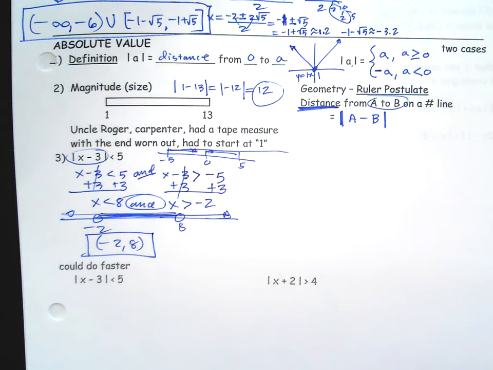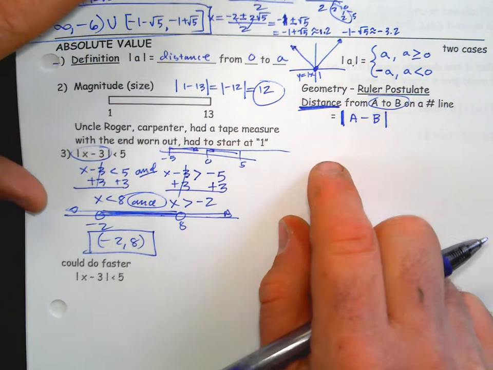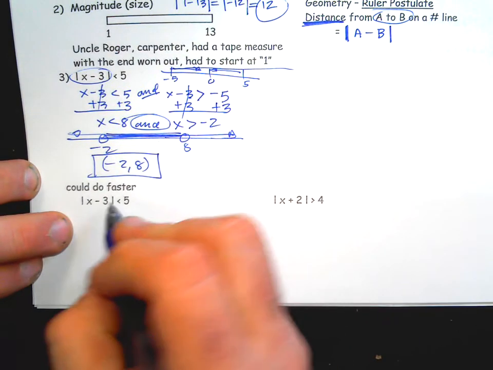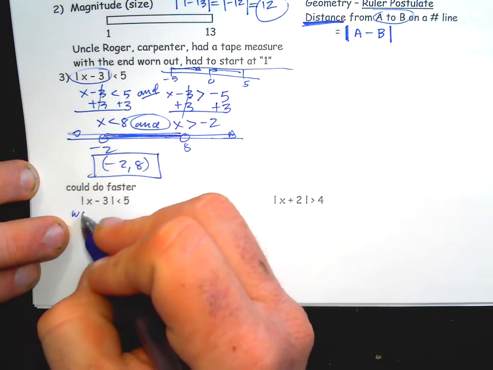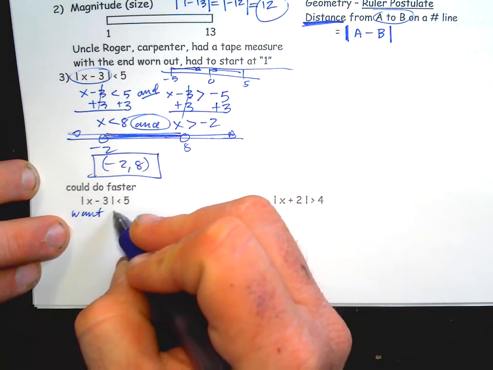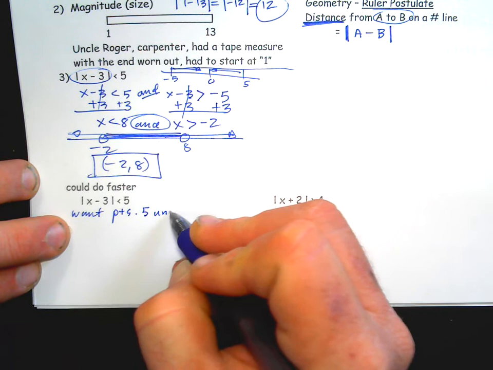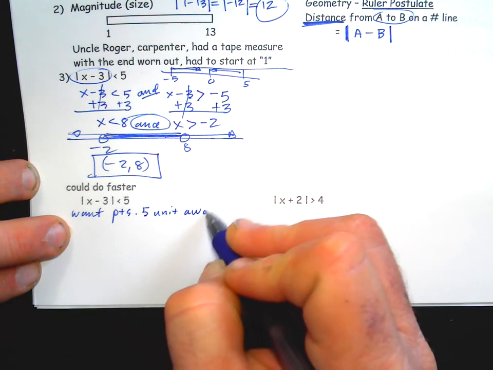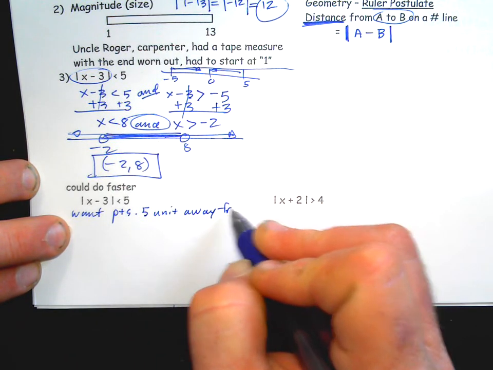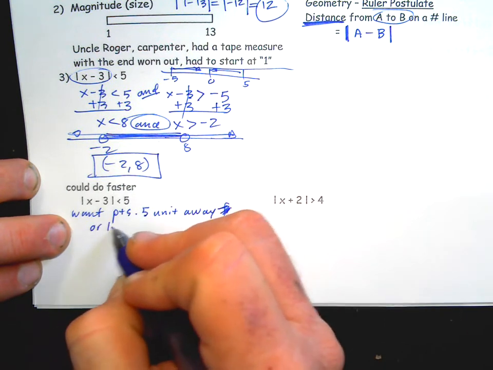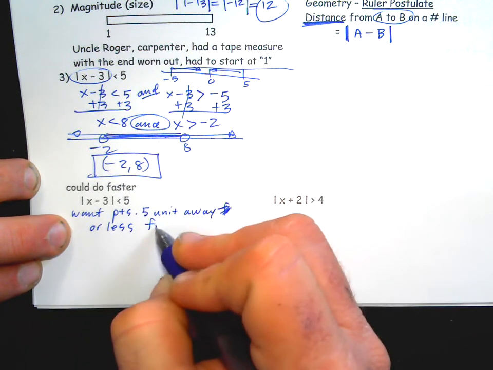Now, that doesn't seem too bad, but I'm going to make it even better. Okay? We're going to use this ruler postulate to help us. So we want to think of this a little deeper and say, okay, and usually you're not going to write this down, but we want points 5 units away or less, right? From 0.